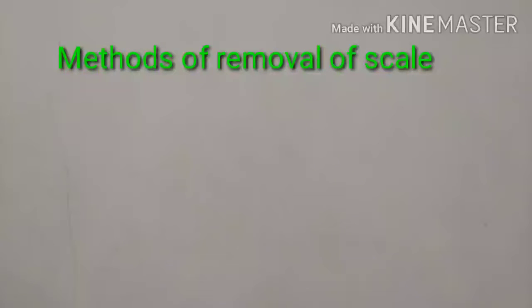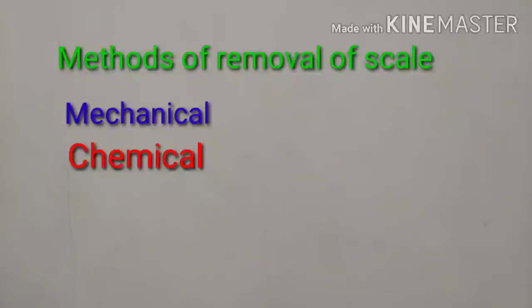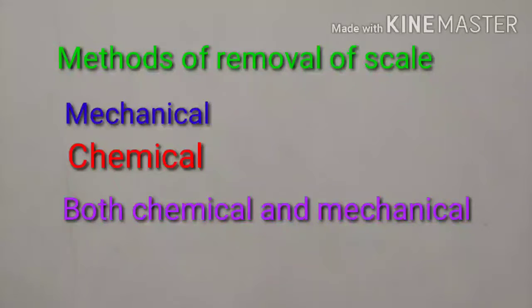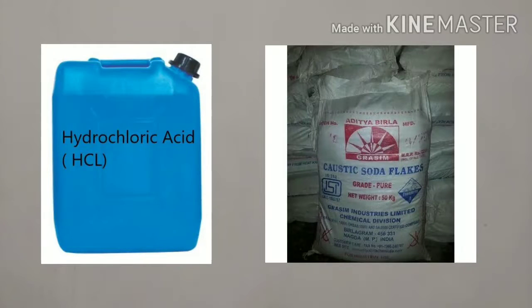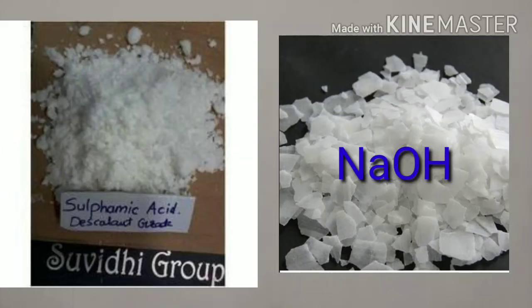Methods of removal of scale. The methods of removing the scale can be classified as mechanical, chemical, and a combination of both chemical and mechanical. In mechanical cleaning, the tubes are cleaned by brush or cutter. In chemical cleaning, both acid and alkali chemicals are used to remove the scale. Combination of both chemical and mechanical means the evaporator tube cleaning is carried out by chemical boiling and then followed by mechanical cleaning.